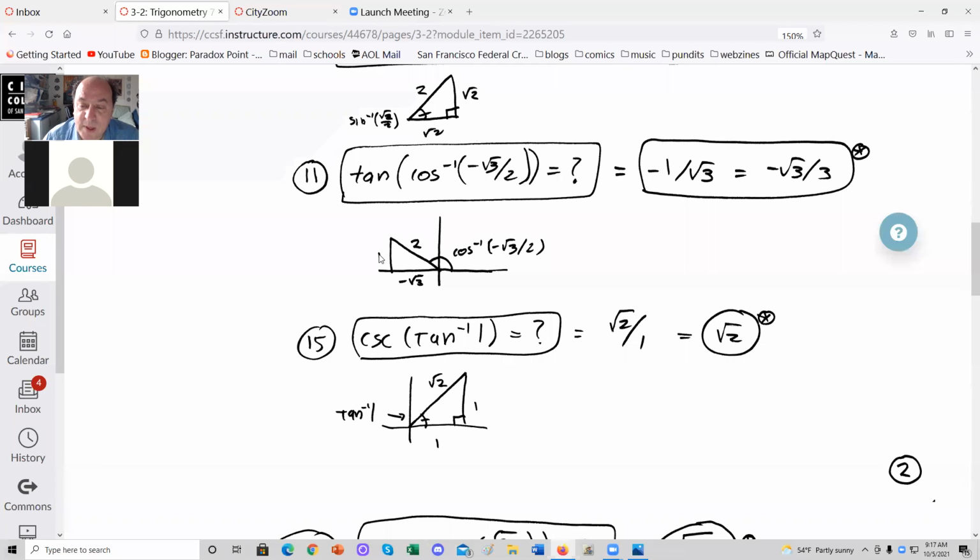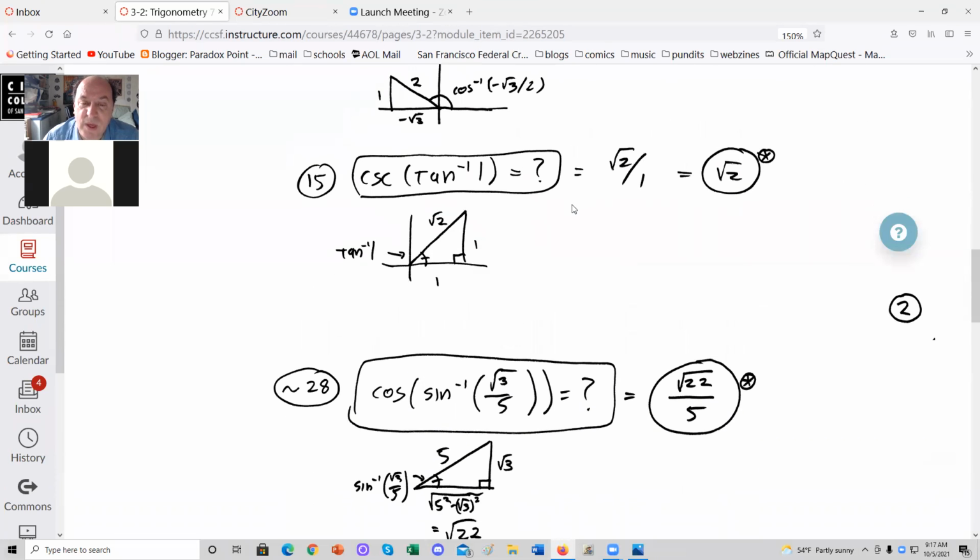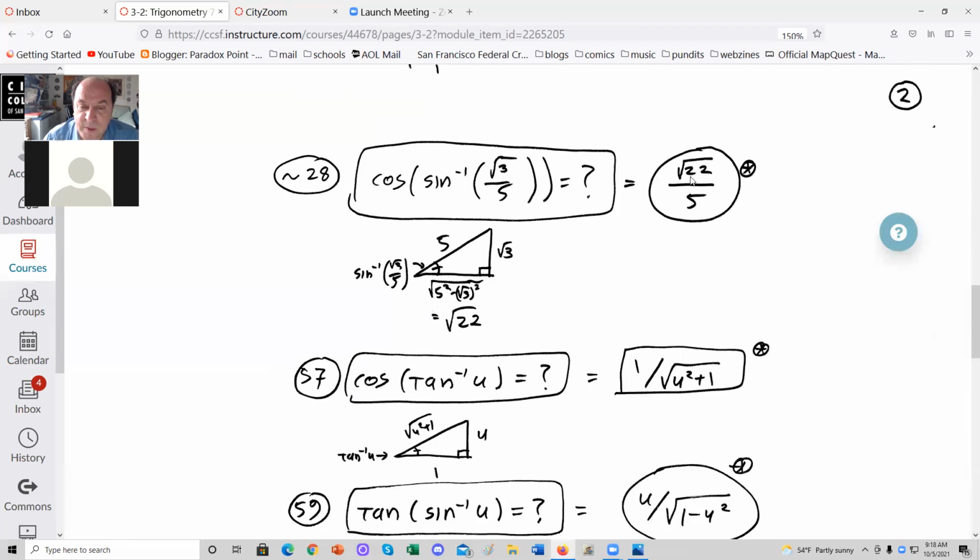Tangent is opposite y over x, opposite over adjacent, negative 1 over root 3, and you can rationalize that to minus root 3 over 3. Here's cosecant of arctan 1. All right, so we have a right triangle with sides 1 and 1, opposite and adjacent. So this is arctan 1, which is, of course, 45 degrees. The diagonal is root 2. Cosecant is diagonal over opposite, root 2 over 1, which is root 2.